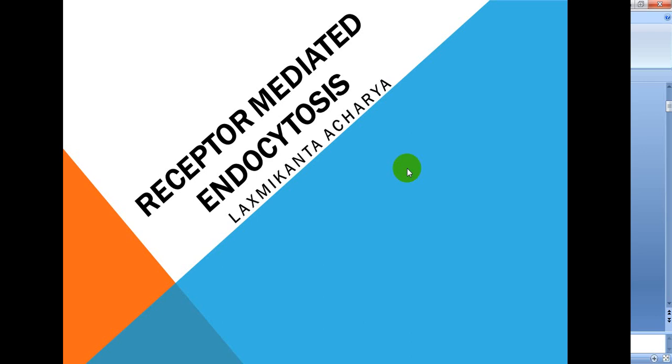Welcome to this video lecture, that is receptor mediated endocytosis. So before going into receptor mediated endocytosis, let us know what is endocytosis. Endocytosis is a general term for the various types of active transport that move particles into a cell by enclosing them in a vesicle made out of the plasma membrane. There are variations of endocytosis, but all follow the same basic process.